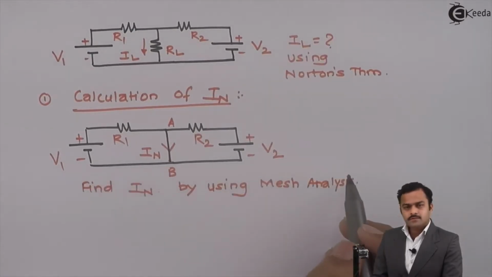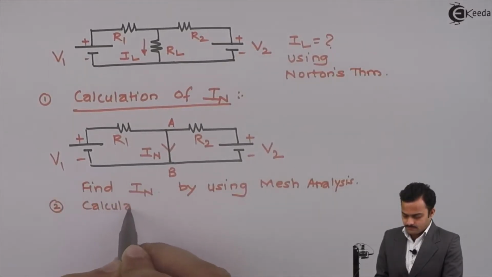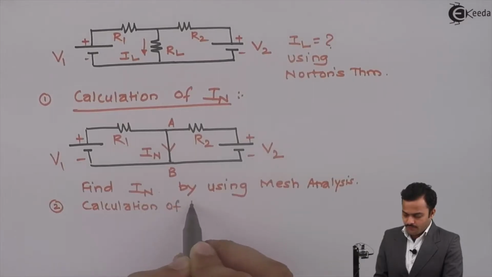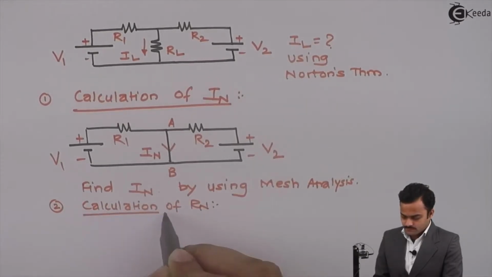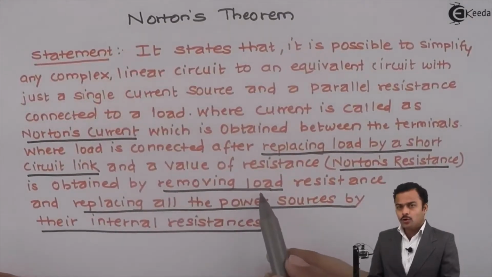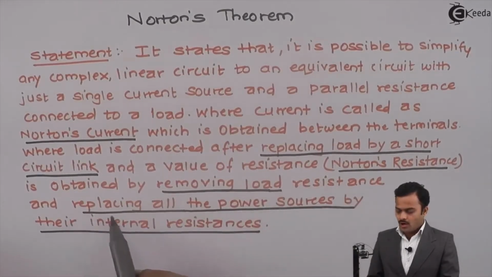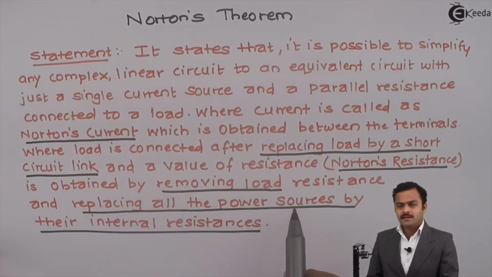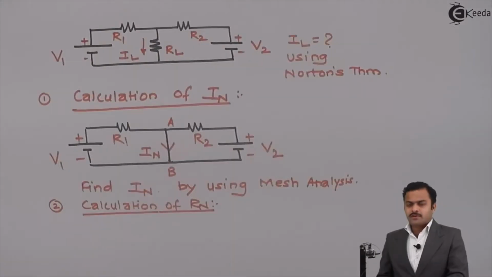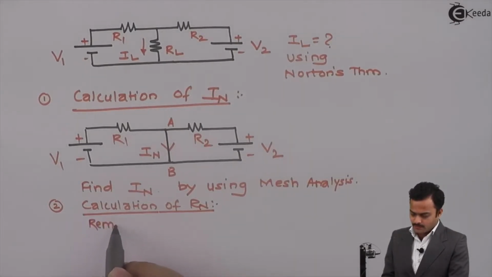So once we have IN, we can move ahead with the second step, and that is the calculation of Rn. So how to get Rn, which is Norton's resistance? We need to remove the load. Remove means we have to open circuit it, and all the power sources, voltage source and current source, need to be replaced by their internal resistances. So for calculation of Rn, three things you have to remember. What are those? First, we have to remove RL.